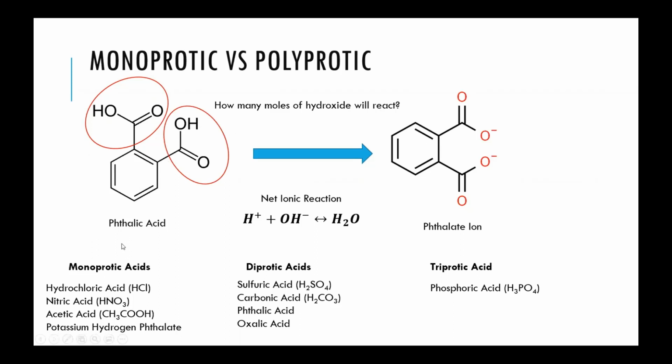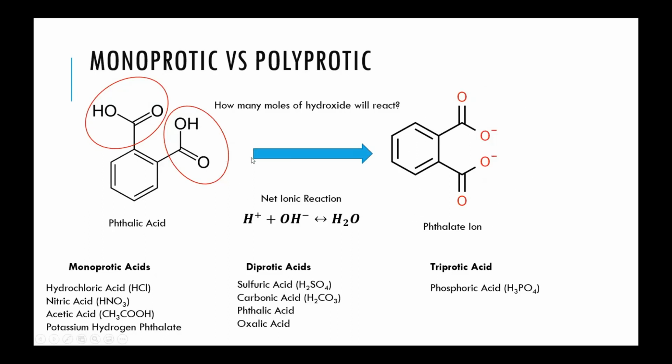In this case, this is phthalic acid, and now it has two of these carboxylic acid regions. So there are two hydrogens that can break off and react with sodium hydroxide. Overall, it will still end up with that same phthalate ion.